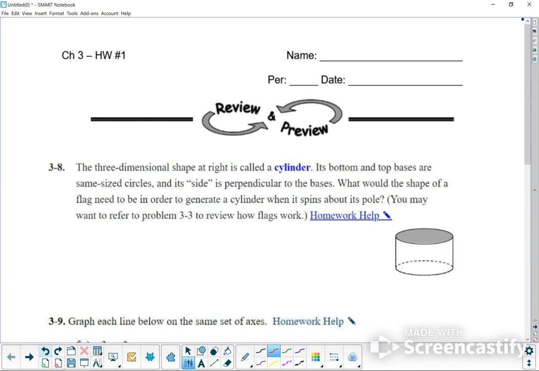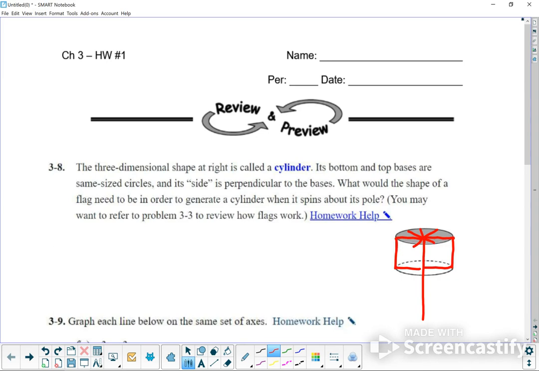What would the shape of a flag need to be in order to generate a cylinder when it's spun about its pole? Right, so how would I generate the cylinder? Well, the flag needs to be right down the center. The flag needs to be a rectangle or a square, because when you spin it around, it'll create this cylinder.